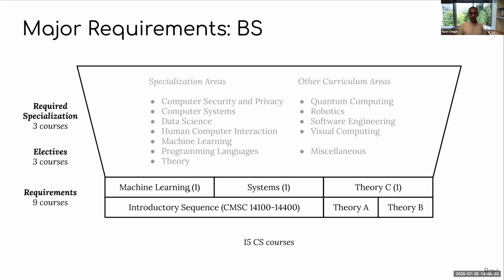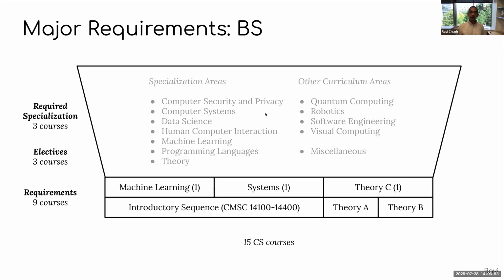After those 6 courses, the next level here is 1 course requirement in machine learning, 1 course requirement in more advanced systems, and 1 course requirement in a more advanced theory course. These are the 9 requirements that you see at the bottom of this diagram.